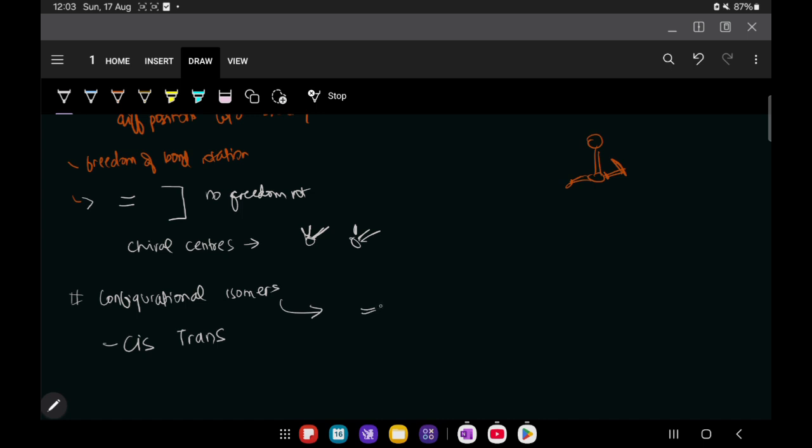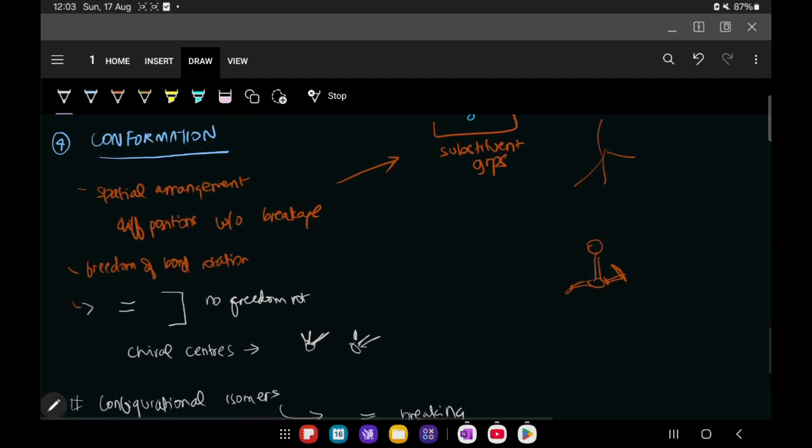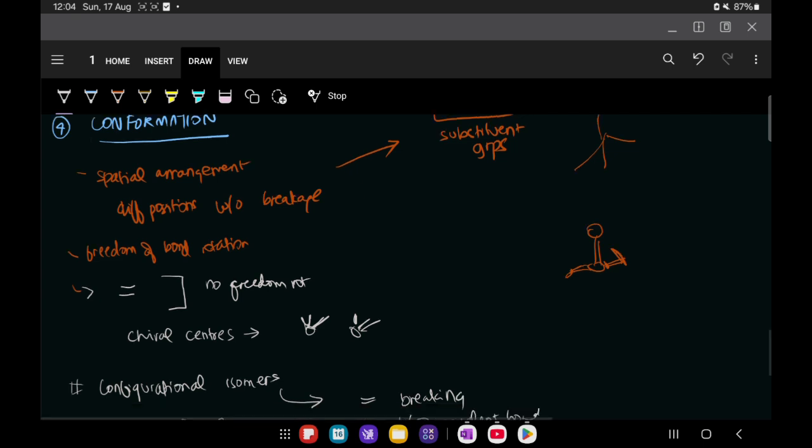So these cannot be interconverted without breaking one or more covalent bonds. Okay, so we've understood what conformation is, right? The spatial arrangement. Okay, conformation is something that is just an arrangement and there is a freedom of bond rotation. Okay, and D and L conformation would fall under this.